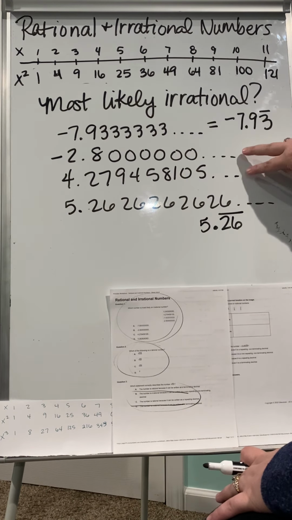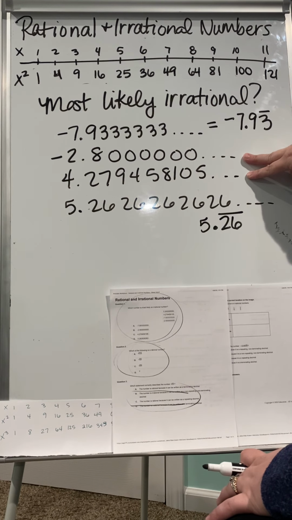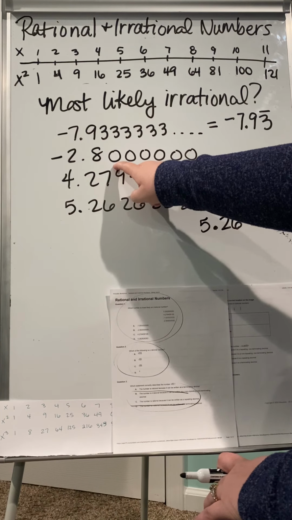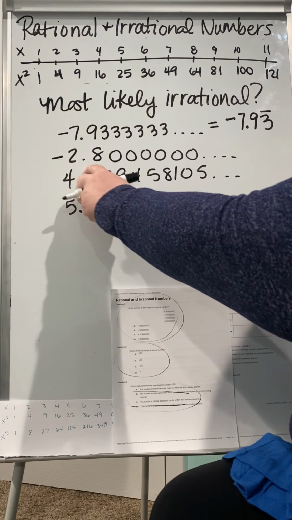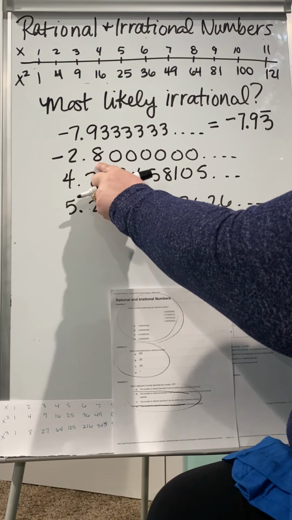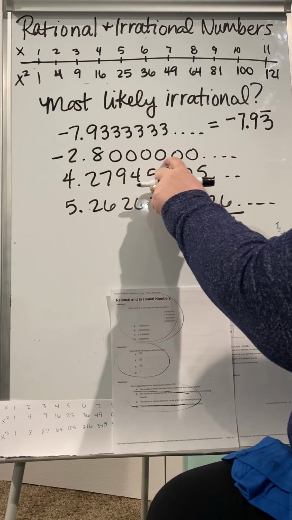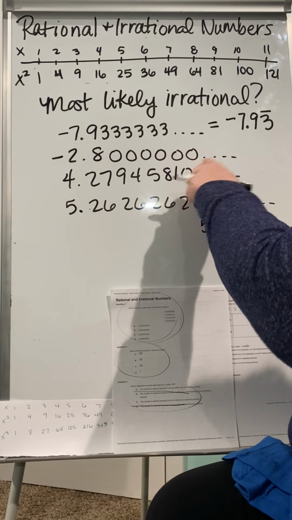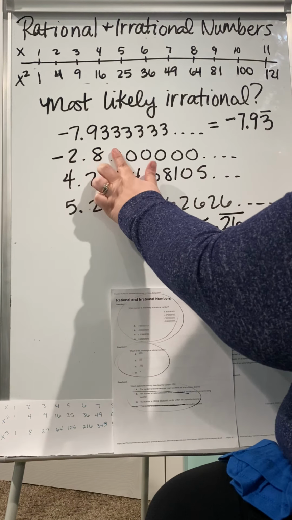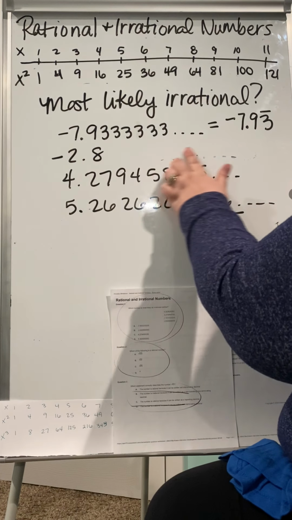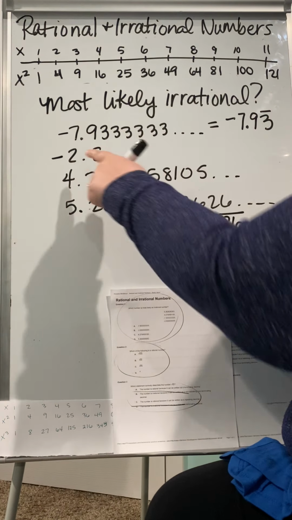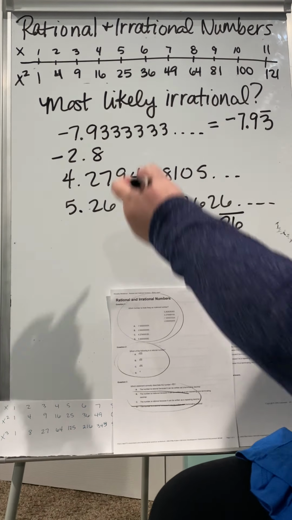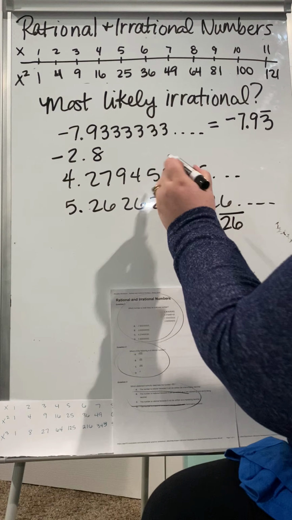Now, here's where we get interesting. We're down to 2 options. These zeros right here. What that means is that when I was writing this number, it ended right here. These zeros are just what we call placeholders. I don't need them. So what that means is that I could write that number. It's a terminating decimal. And I could just write it as negative 2.8. That is a rational number. I can write that as a fraction.